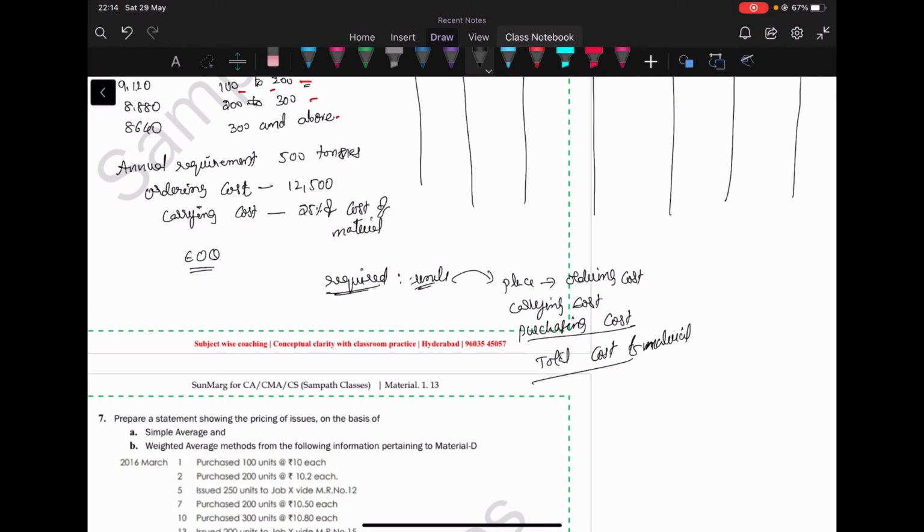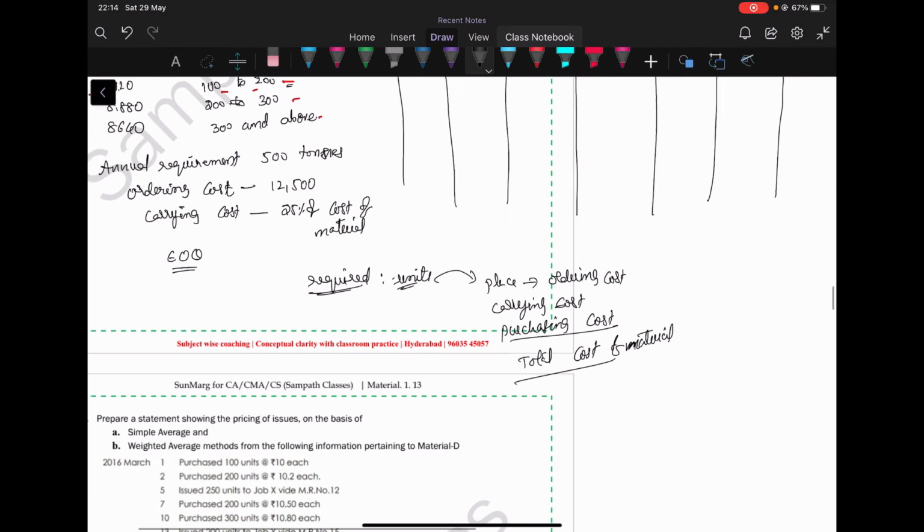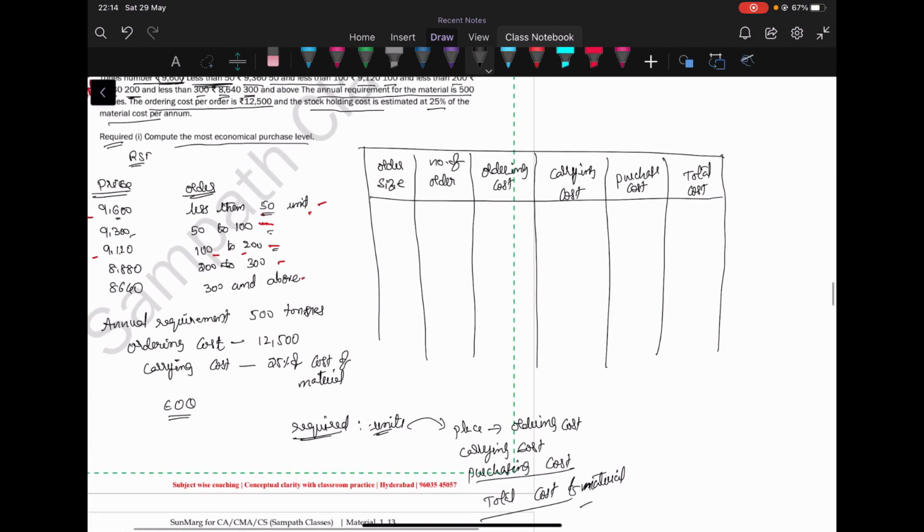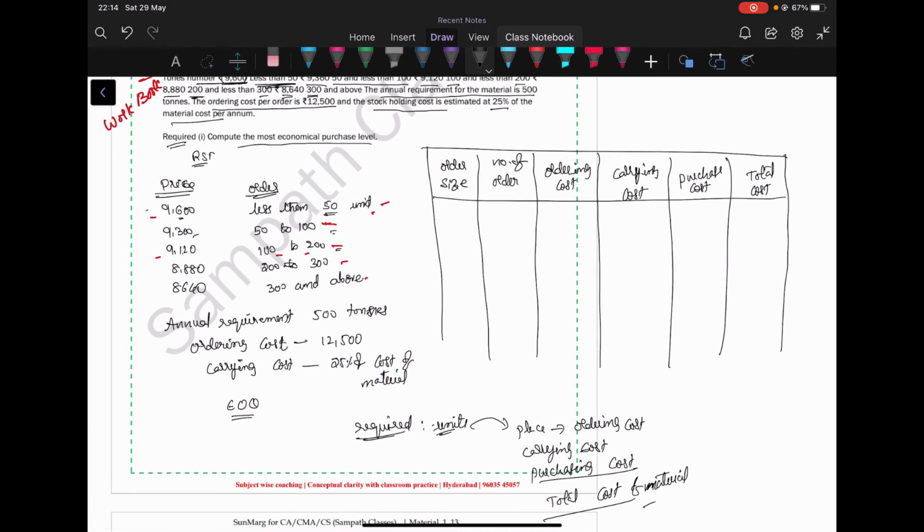As this is a revision class, we are not discussing in detail. So this is the cost of the material. Now size. I said less than 50 units. If you place a request for less than 50 units, you will get quantity discount. So less than 50, in the sense don't take 49, 48, something like that. Don't take simple numbers.